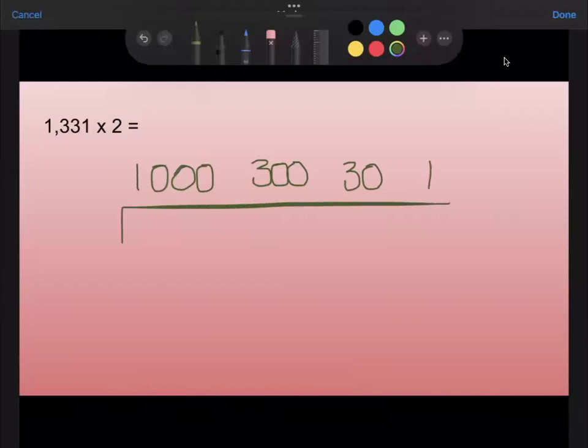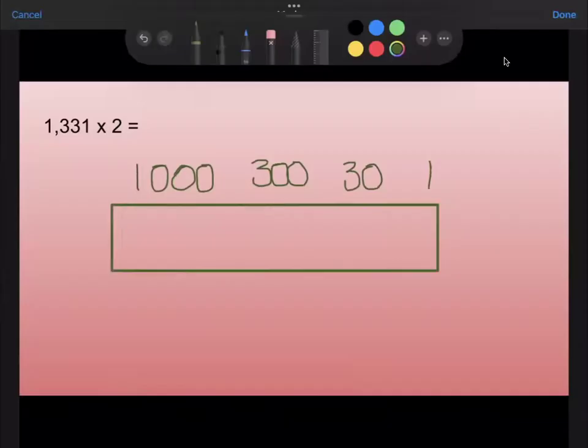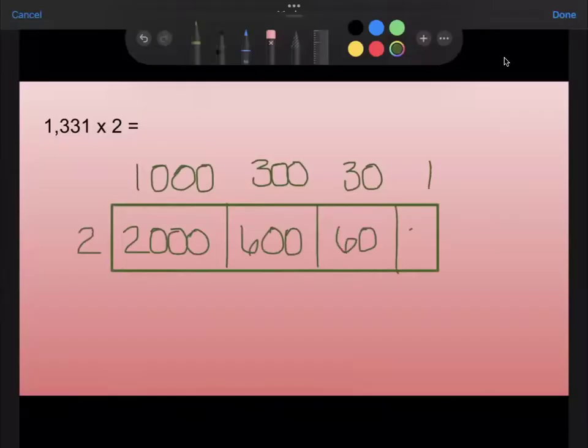So I'm going to go ahead and make my box under there. And since I have 4 place values, I need 4 sections to my box. I'm going to put the 2 over here, and now I can start multiplying. So 1 times 2 is 2, and then I need to add those 3 zeros to the end. 1,000 times 2 is 2,000. For the next box, I'm going to do 3 times 2, which is 6, and then add the 2 zeros at the end. Then the next one is 3 times 2, which is 6, and add 1 zero, and then 1 times 2 is 2.